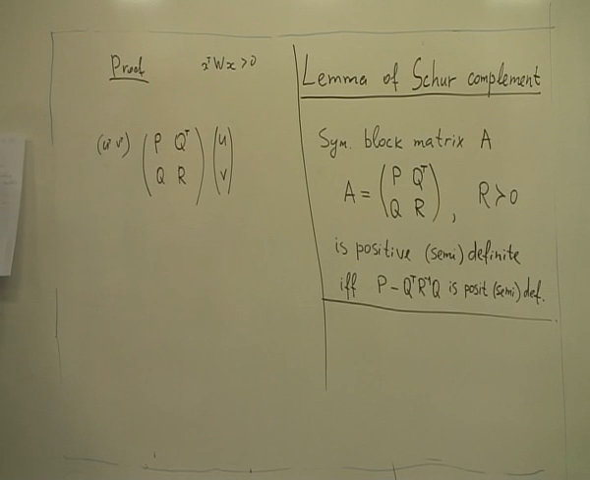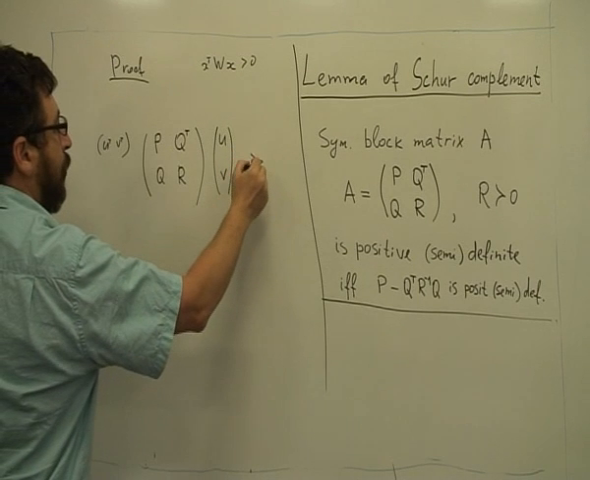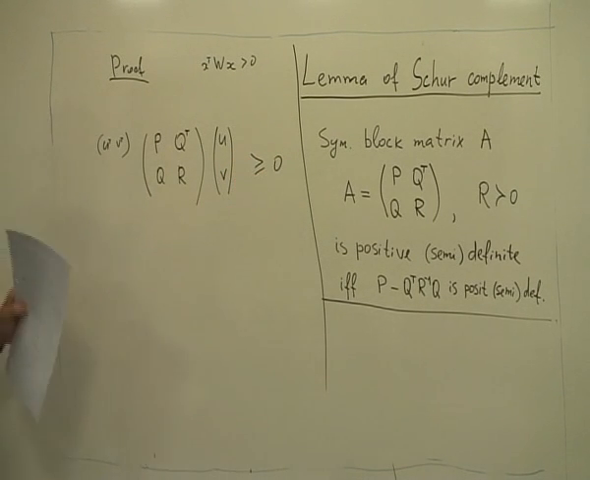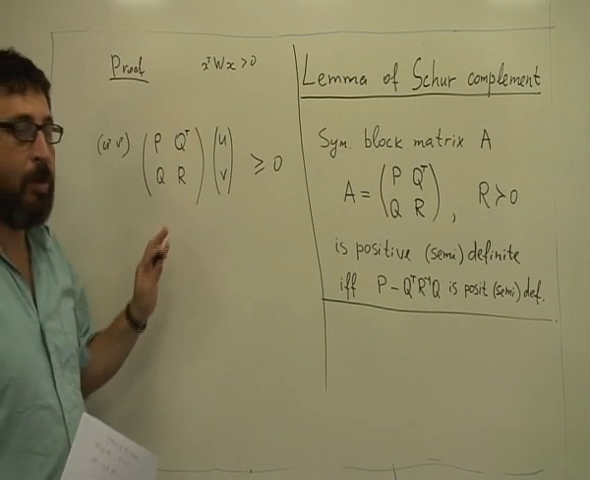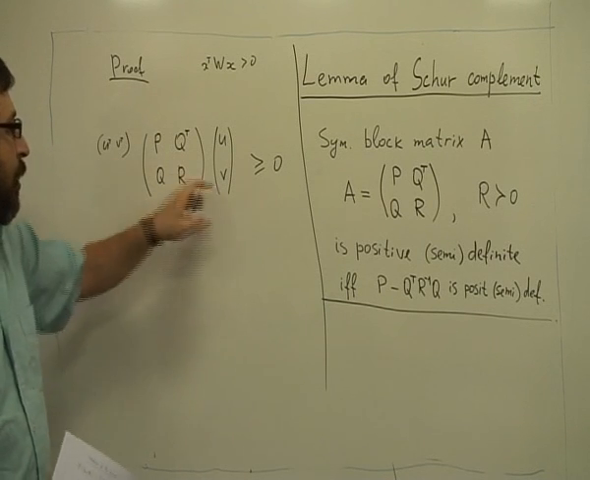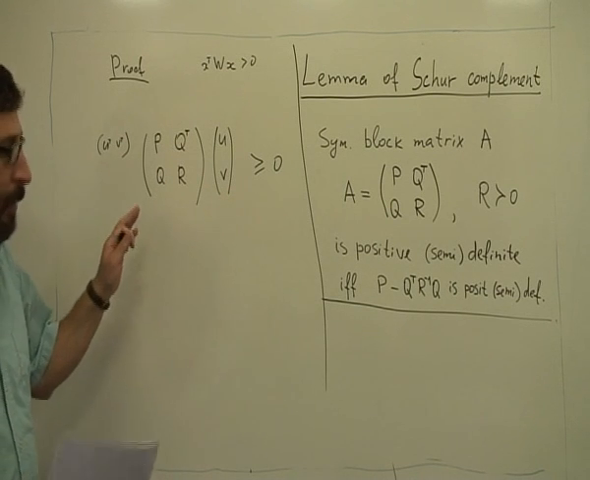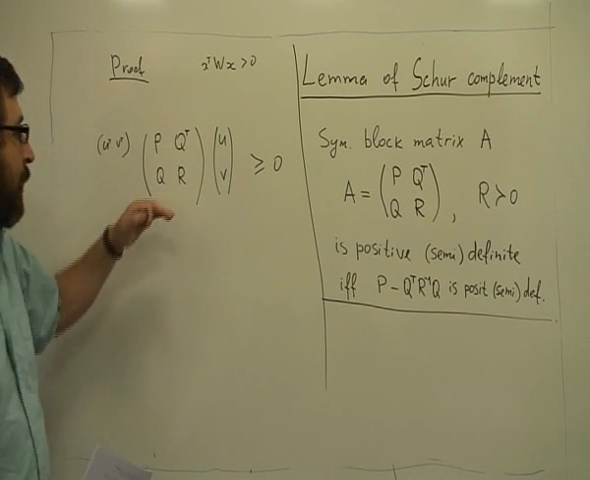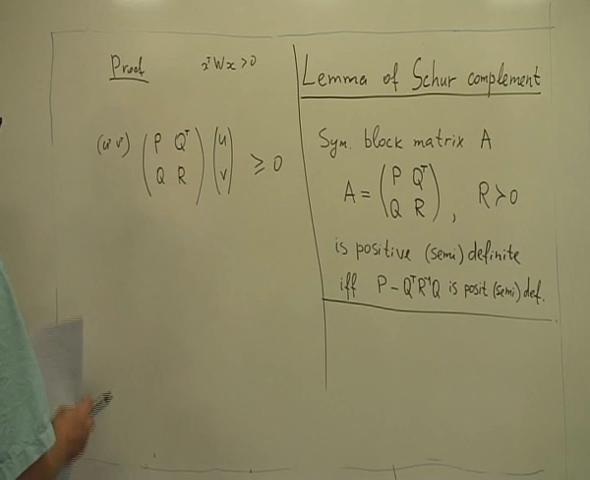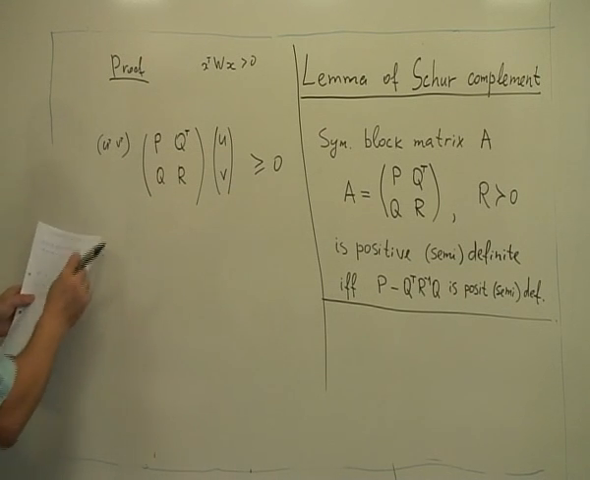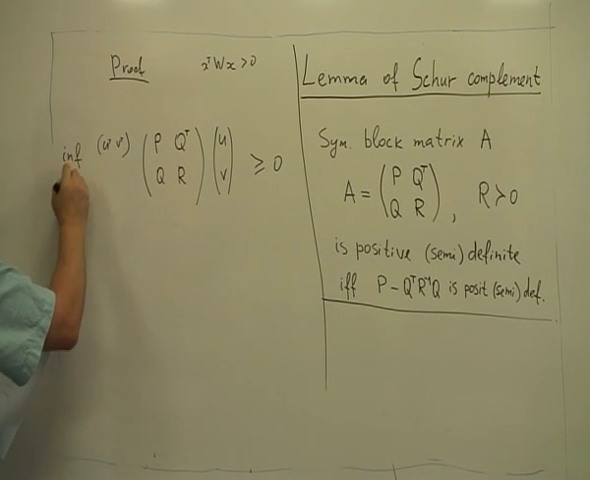And this should be greater or equal to 0 for any U and V. But we can also simplify this problem. If it's greater or equal to 0 for any U and V, then if we fix U, for example, and say that the infimum over all possible V should also be greater than or equal to 0, we also will be right. So I will write here infimum over V.